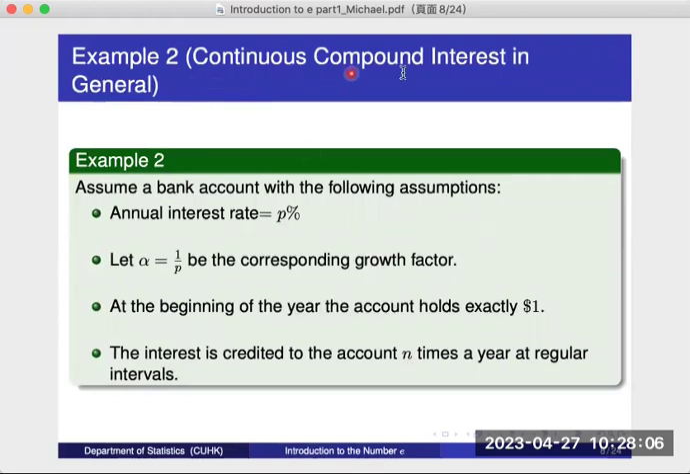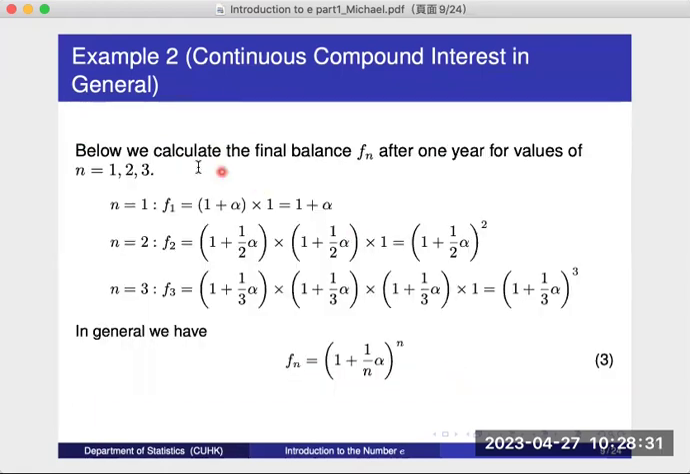Next, let's consider an example of continuous compound interest in general. Assume a bank account with an annual interest rate p%. Let alpha equals 1 over p be the corresponding growth factor. At the beginning of the year, the account holds exactly $1, and the interest is credited to the account n times a year at regular intervals. We calculate the final balance Fn after 1 year for n equals 1, 2, 3. In general, we have Fn equals (1 plus alpha over n) to the power of n.